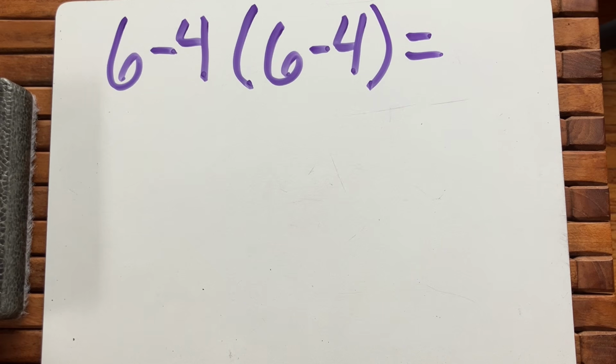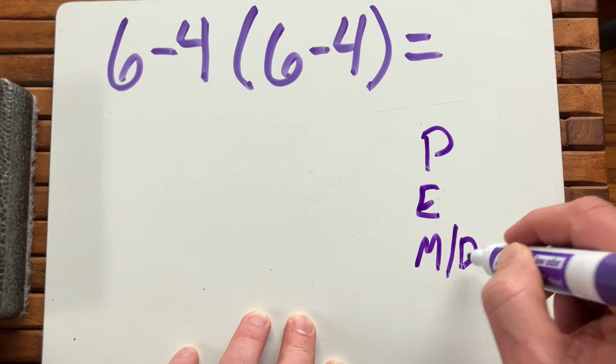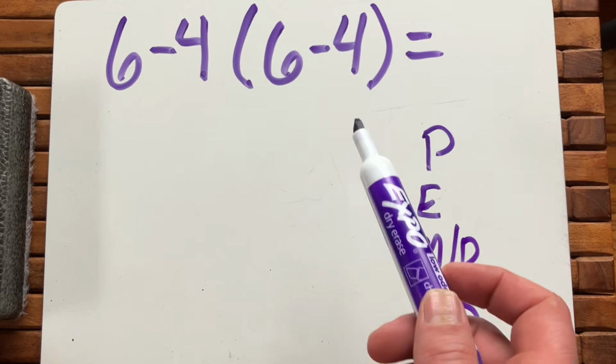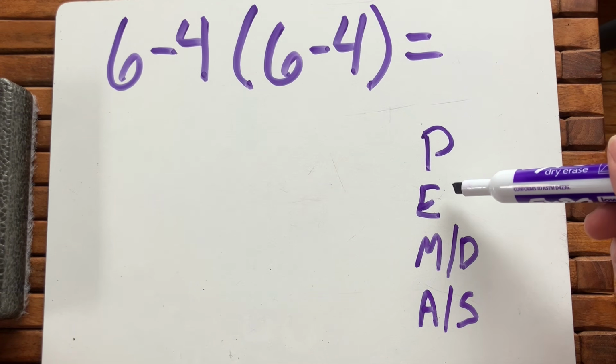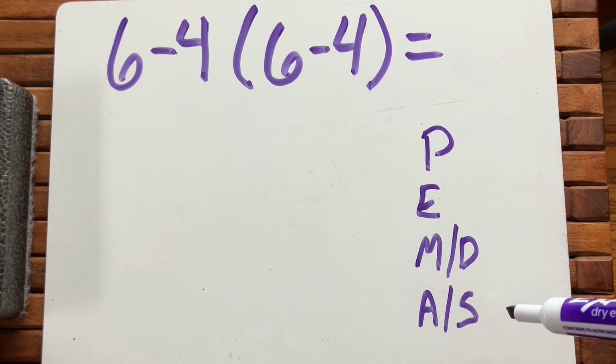Before we solve a problem like this, we have to understand the order of operations, or PEMDAS. PEMDAS just lets us know that when we solve a problem like this, we need to start with parentheses, then handle the exponents, then multiply and divide, then add and subtract.